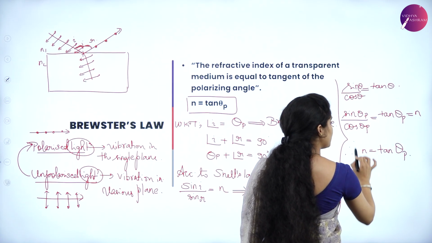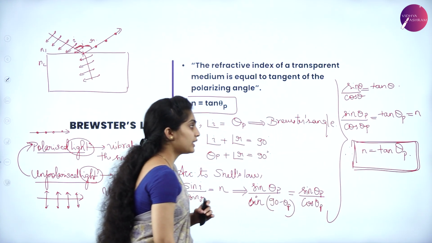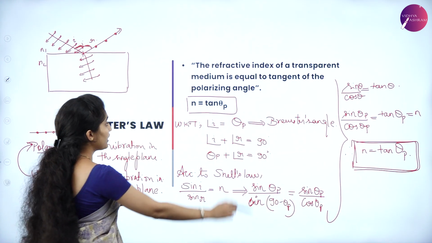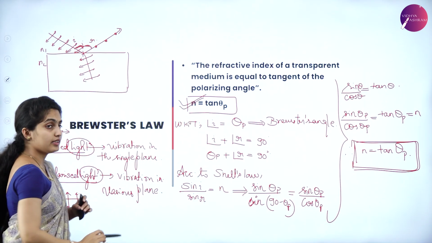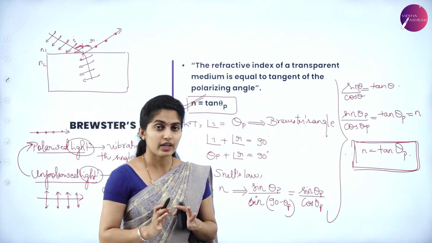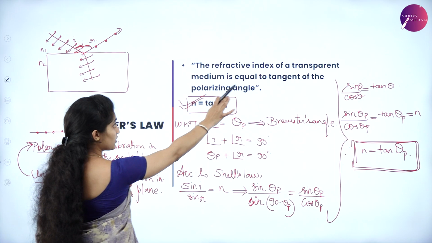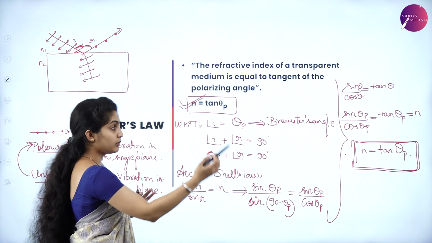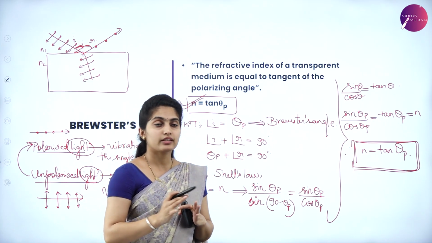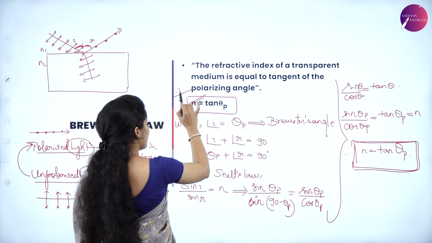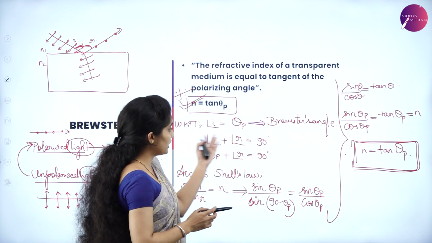So what does Brewster's law tell? The refractive index n is equal to the tangent of the polarizing angle, which we have proved by using this concept as well as this representation. So that is all about Brewster's law. The law tells that the refractive index of a transparent medium is equal to the tangent of the polarizing angle. This is a very important concept: the law, what is meant by Brewster's angle, as well as the equations.